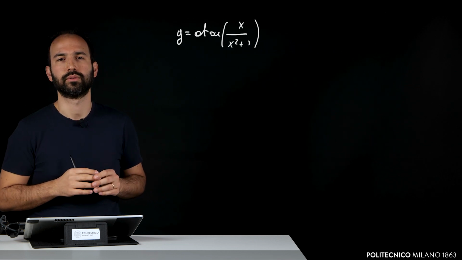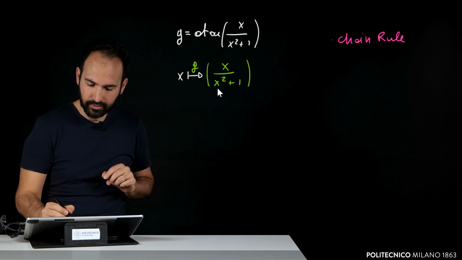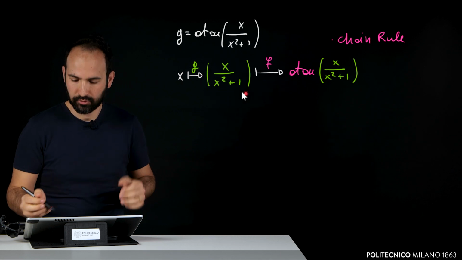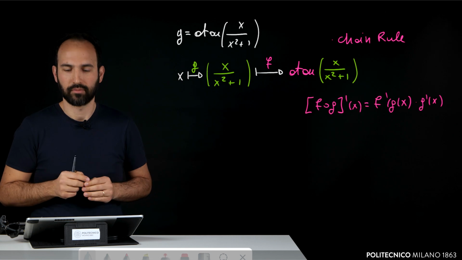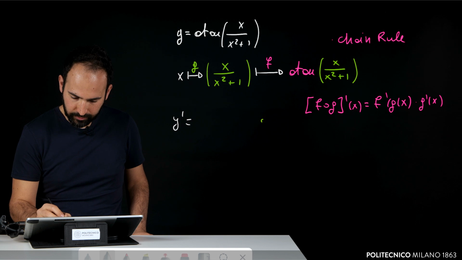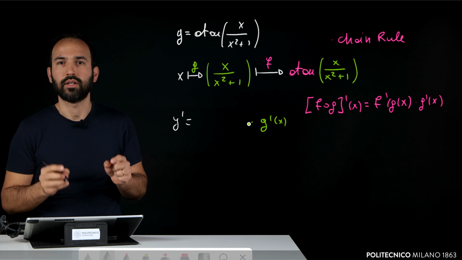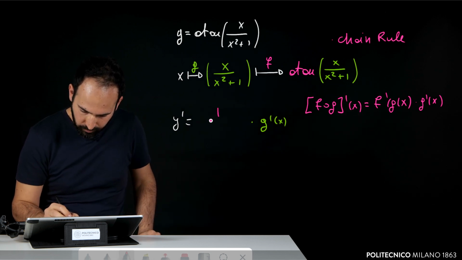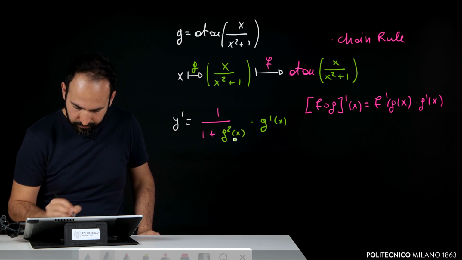Let's now consider this function. It's a composition. The internal function g sends x to the quotient, and then the inverse tangent function is applied to the result. To calculate the derivative, we use the chain rule. Y prime is equal to g prime times the derivative of the inverse tangent evaluated at g. That is 1 over 1 plus g squared of x.